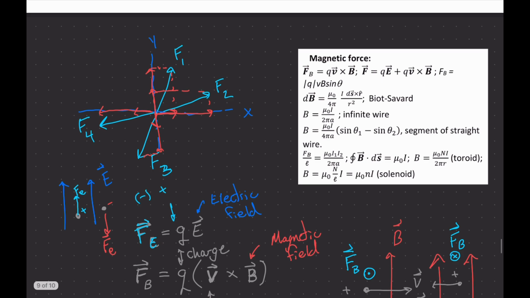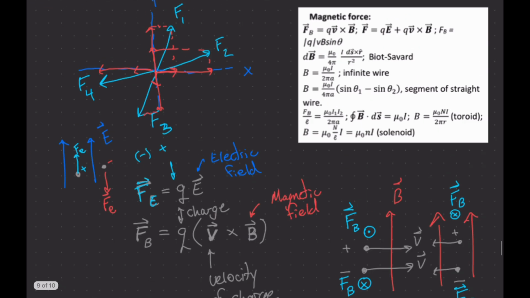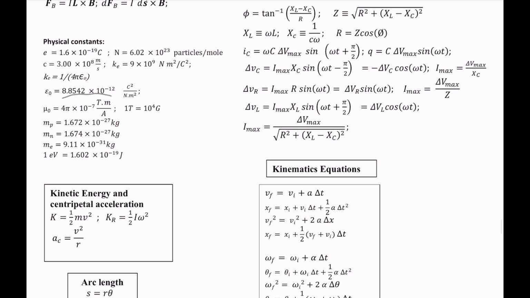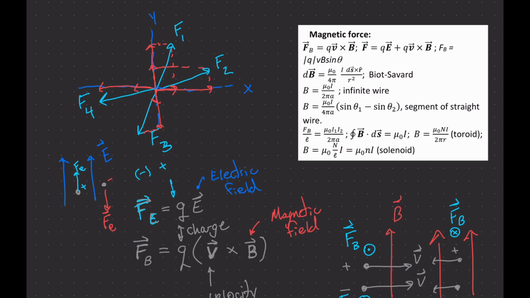So what we have is dB. This is like a differential quantity of the magnetic field. Then we have a couple constants, mu naught over 4 pi. These are just constants. Mu naught is the permeability of free space, and it is given to you over here. So you can actually use that if you want: 4 pi times 10 to the negative 7 Tesla meters per amp. Mu naught over 4 pi.